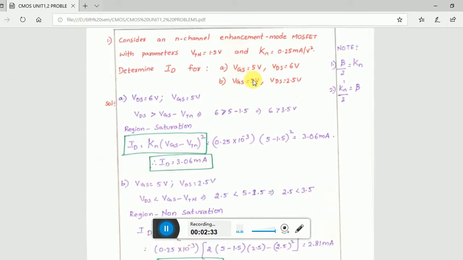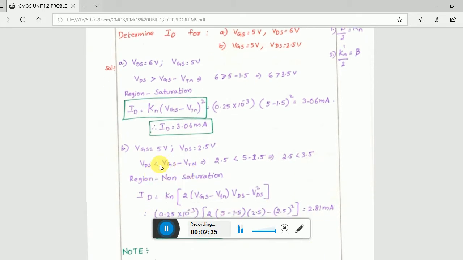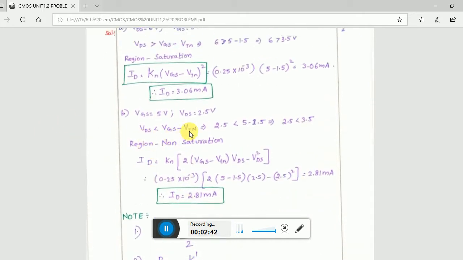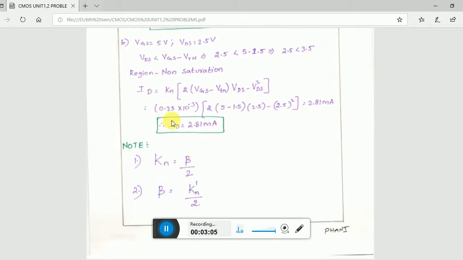Simply for part B, you just have to know whether it's in non-saturation or saturation. Let's see here, it's 2.5, which is less than 3.5, so it is in non-saturation. So the formula for NMOS enhancement non-saturation is Kn into 2 times VGS minus VTN into VDS minus VDS whole square. This is the formula. You just substitute in it and you'll get the ID.